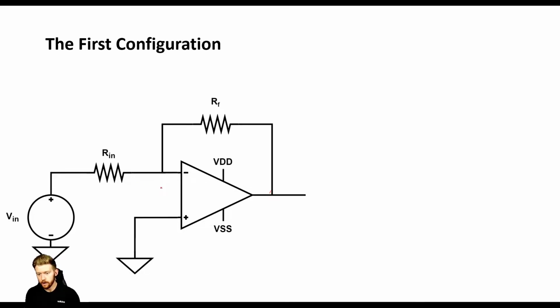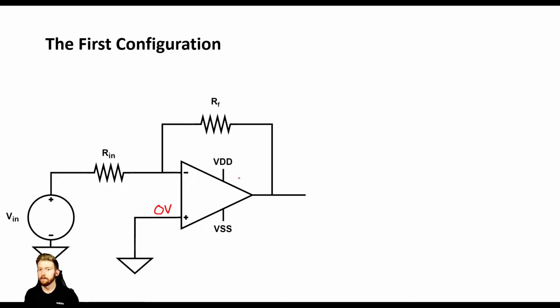So we know that these two, we're going to assume they're equal, but do we know what this V minus is at the very beginning? Answer's no. So we don't know what that V minus is at the very beginning, but we do know what V plus is. So V plus is tied directly to ground, so V plus has to be 0 volts. So V plus is 0 volts.